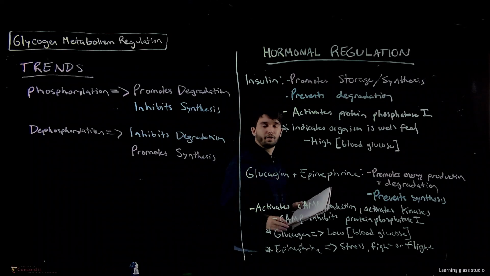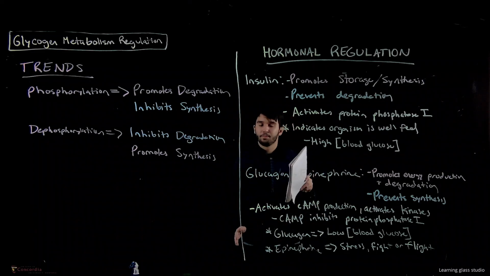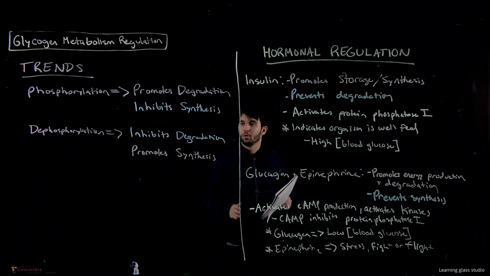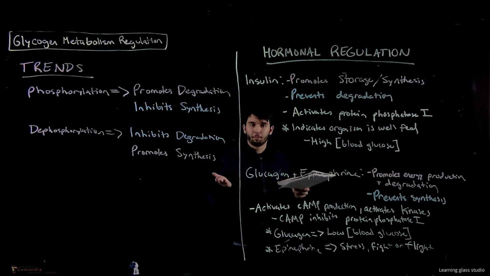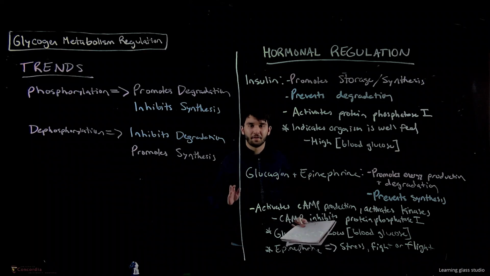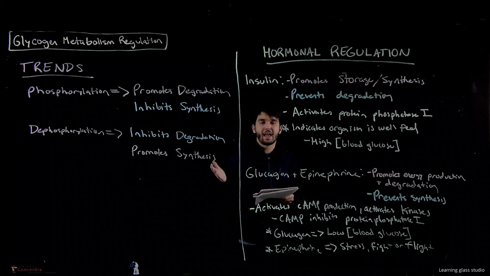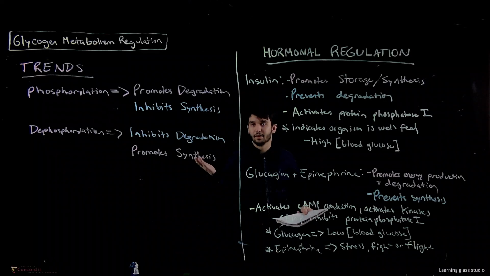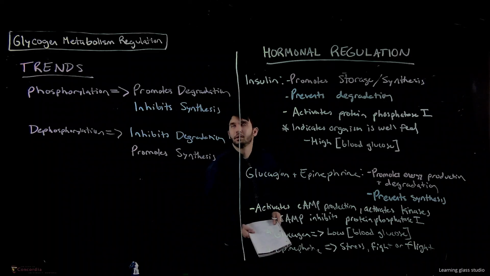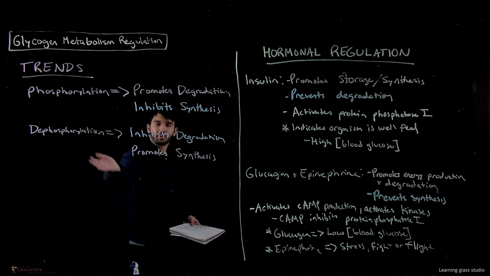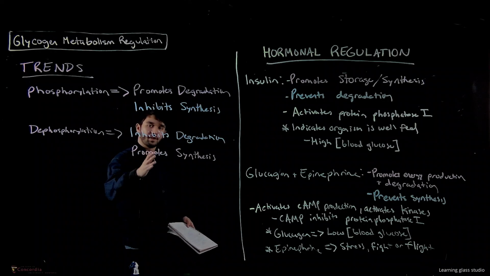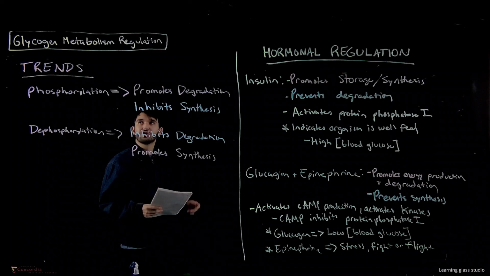So this prevents both pathways from being active at the same time. Only one pathway will be activated at a time, meaning this will prevent futile cycling of both reactions happening at the same time in the same cell, which leads to no net degradation or synthesis of glycogen. Okay, so this is the main takeaway. If you can remember this, you've remembered most of glycogen metabolism regulation.